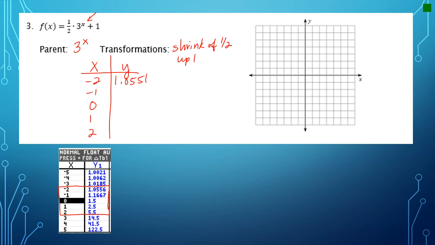1.1667, 1.5, 2.5, 5.5. And now we just have to graph these points. So I'm going to go left 2, and then up 1, barely over 1. And then left 1 and a little bit more over 1, but not much. 0, 1.5, 1, 2.5, and then 2, 5.5. And then I'll connect the dots. And again, you can use your calculator's graph to make sure your graph looks the way it should.